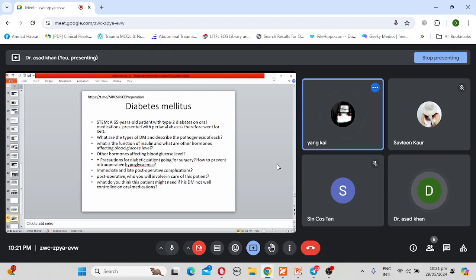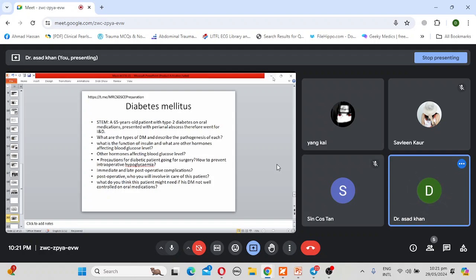Now, post-operatively, who will you involve for the care of this patient? I would involve the endocrinologist and also the anesthesiologist. If post-operatively the patient's blood glucose level is not well controlled on oral medication, what will you do? I will convert the oral medication to insulin therapy, so the patient needs to be given subcutaneous insulin. Very, very good, superb. Okay.